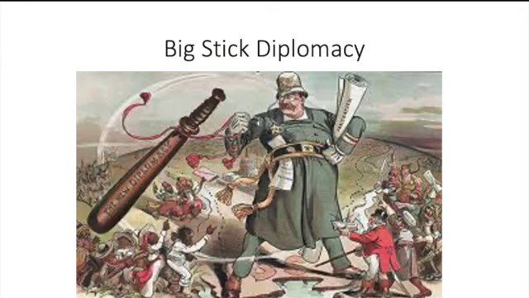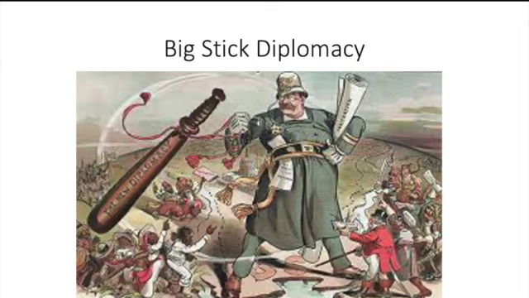Roosevelt described his foreign policy as speak softly and carry a big stick. This quickly became labeled big stick diplomacy, and it had a very aggressive connotation. Speak softly and carry a big stick, you will go far, was a favorite African proverb of Teddy Roosevelt. Big stick diplomacy had five main components.